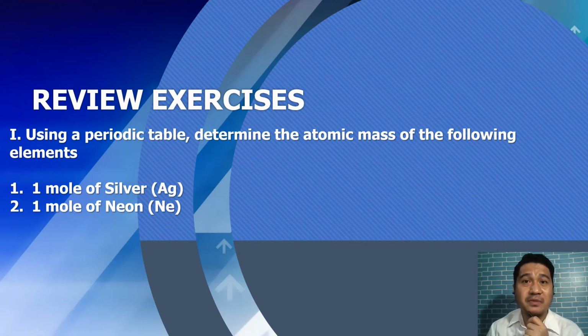Now, before we proceed to our activity proper, let's have some review exercises. For our activity number 1, using a periodic table, determine the atomic mass of the following elements. Number 1, 1 mole of silver. Number 2, 1 mole of neon. Kindly use your periodic table to answer.